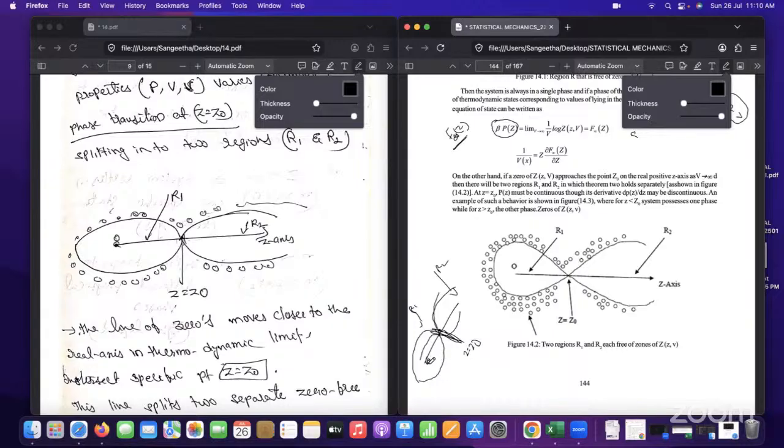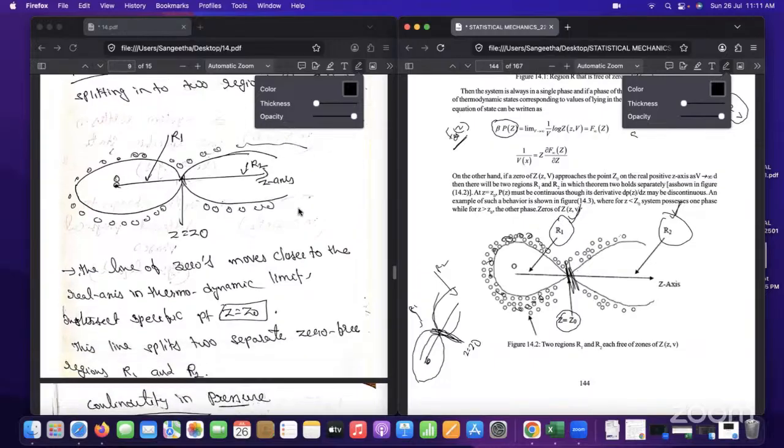Here, so what is given? The lines of zeros move close to the real axis. So all the lines of zeros of the partition function are moving close to region 1. Very few elements are present in region 2. In region 2 we have very few elements, and in region 1 more elements are present. These two regions are meeting at a point Z equal to Z0.